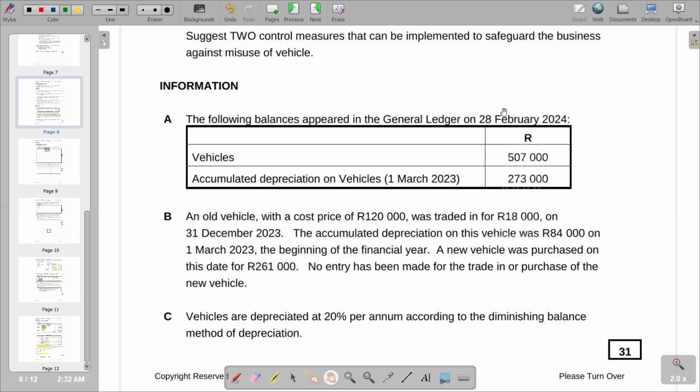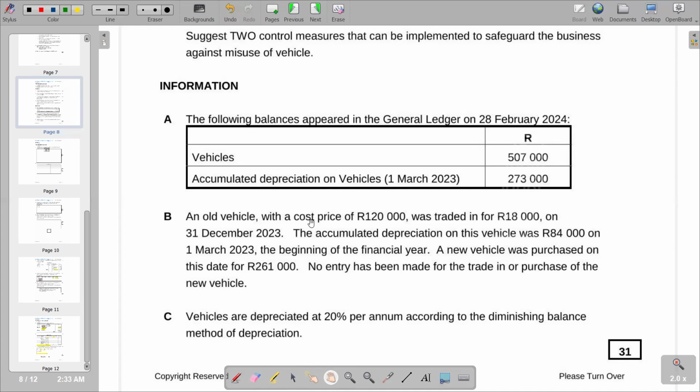On information B, it reads: an old vehicle with a cost price of 120,000 rands was traded in for 18,000 rands on 31 December 2023. The accumulated depreciation on this vehicle was 84,000 on 1 March 2023. These balances are given on 1 March 2023, the beginning of the financial year. A new vehicle was purchased on this date for 261,000. No entry has been made for the trade in or purchase of the new vehicle.